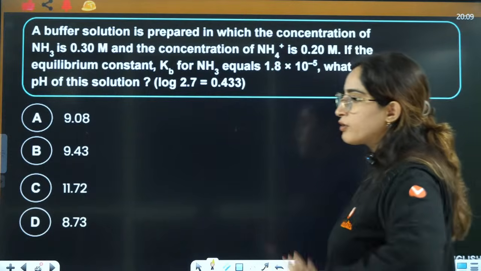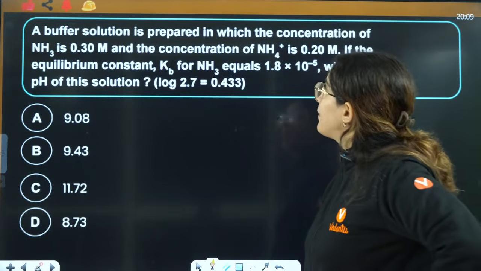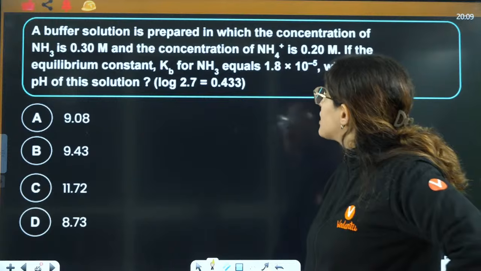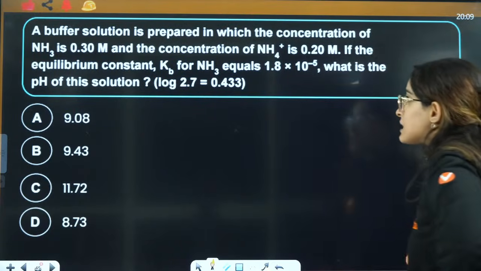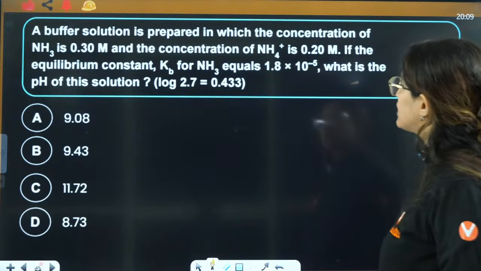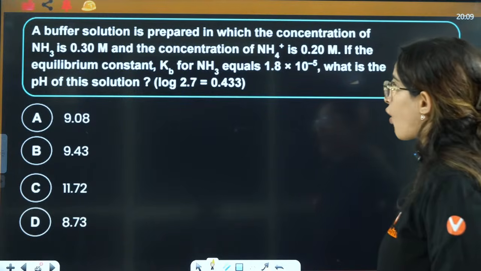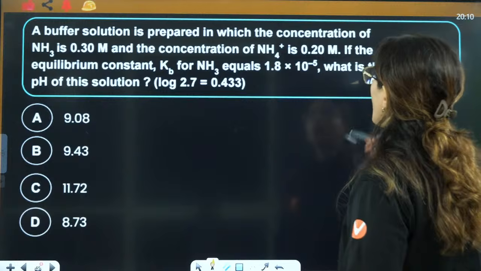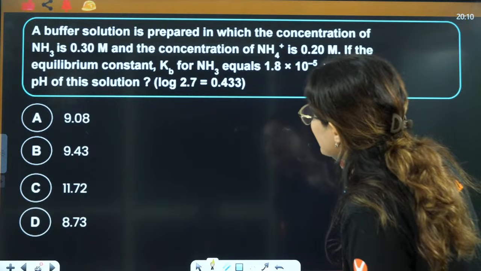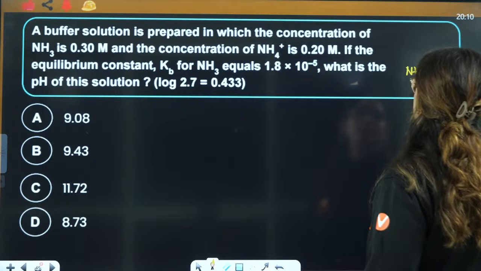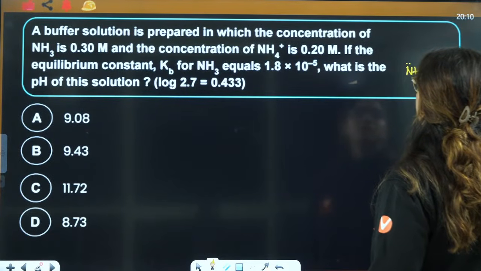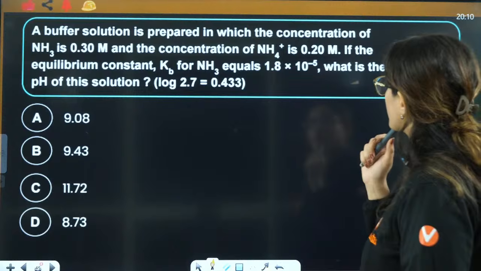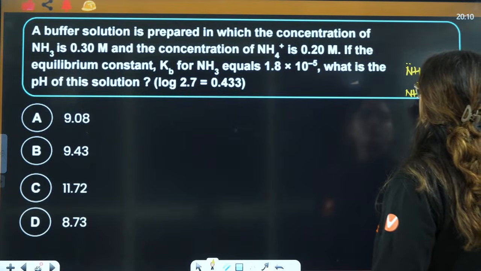Now let's talk about this. Here, a buffer solution is prepared in which the concentration of NH3 is this, and the concentration of NH4 positive is this. If the equilibrium constant Kb for NH3 equals this, what is the pH of the solution? So tell me firstly, is this a case of an acidic buffer or a basic buffer? You have prepared it with NH3. You have a base, that is a weak base, and it has accepted H positive.